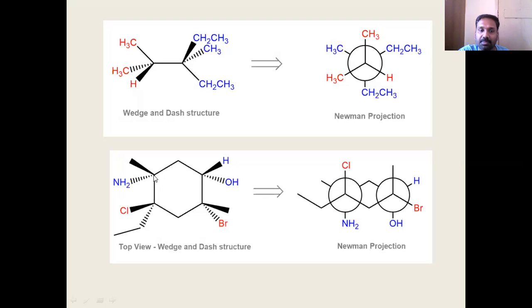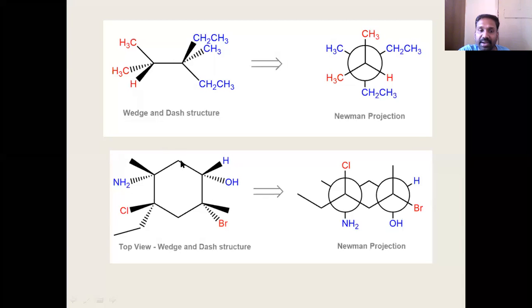Substituents of the rear carbon. Write it. Which are the substituents of the rear carbon? Methyl and amino group. Where are those methyl and amino groups? This is the methyl group and this is the amino group. Okay. Similarly, you do it for one more bond.